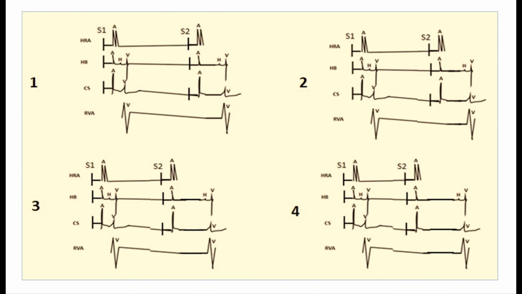In this case, EASEs were introduced at progressively shorter coupling intervals, CI, from 1 through 4, and the AH intervals progressively prolonged. Another classic example of anterograde decremental AV node conduction.